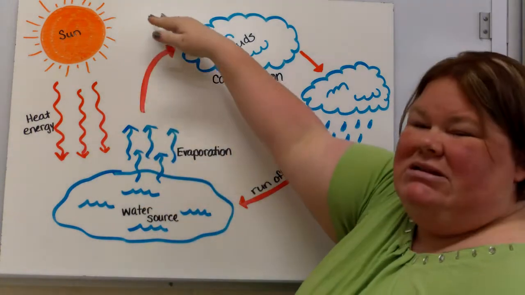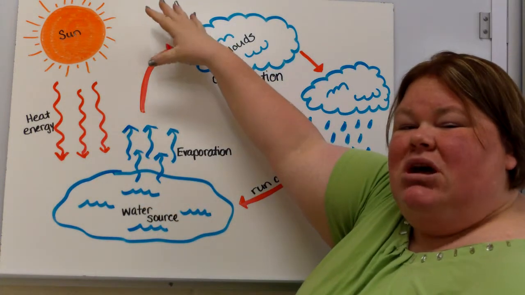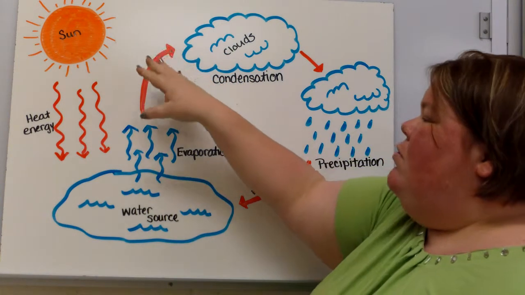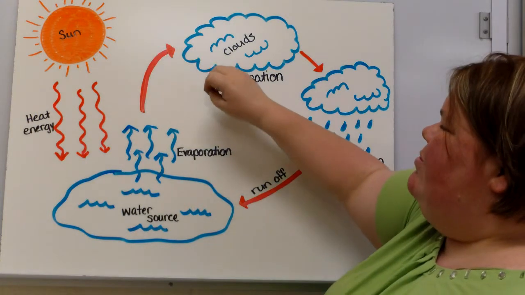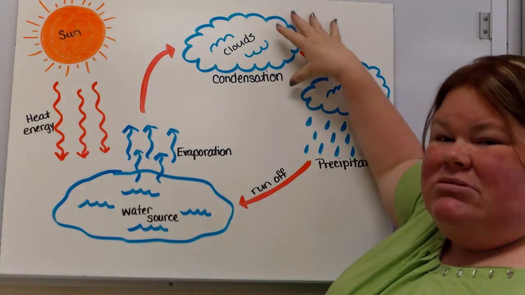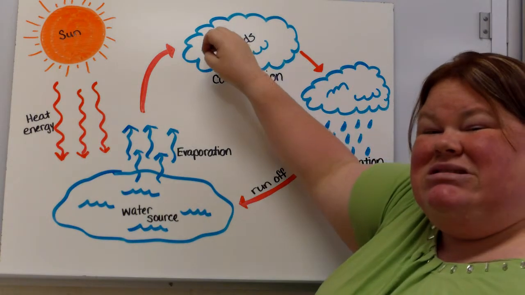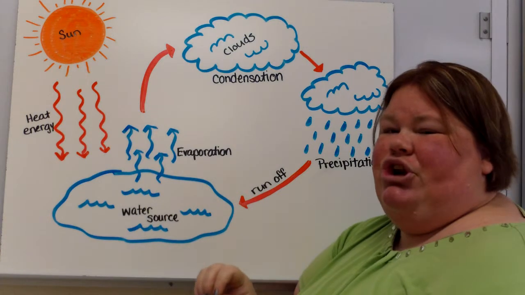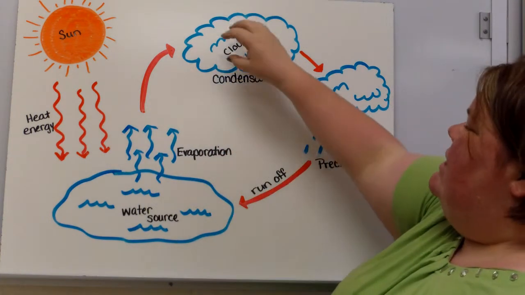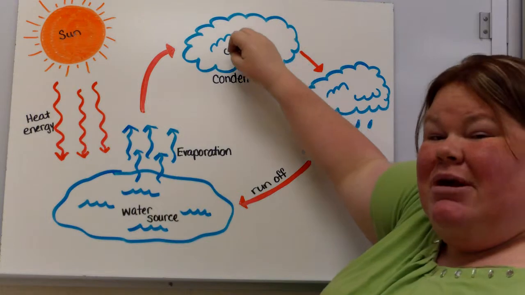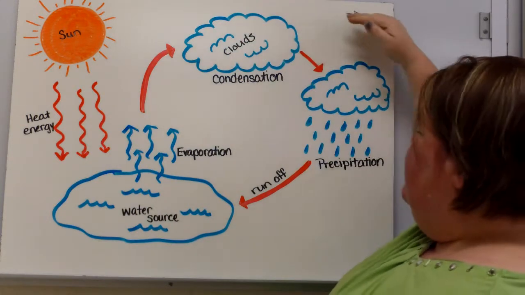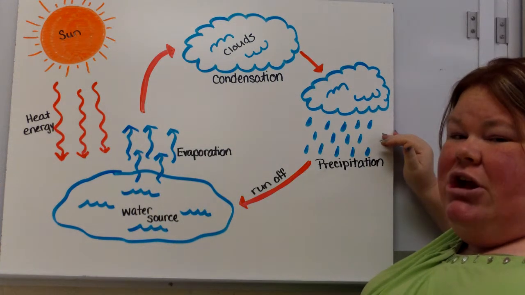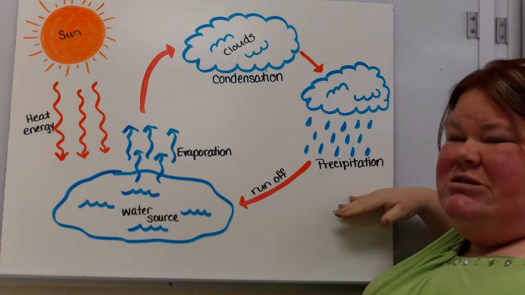Once that water vapor rises into the air, it cools off and condenses and becomes liquid water once again. Once the liquid water builds up and builds up, they become the clouds, and this is all called condensation. So when we see clouds, that's evidence of condensation occurring. Then as those water droplets get bigger and bigger, soon they become so big that they actually fall back to the earth, which is when we have precipitation.